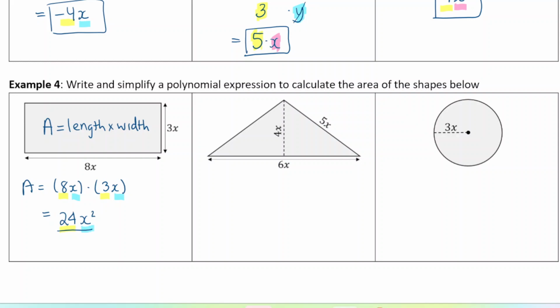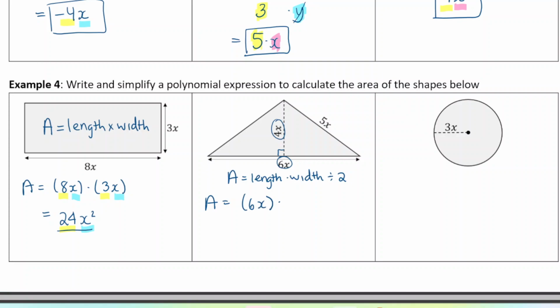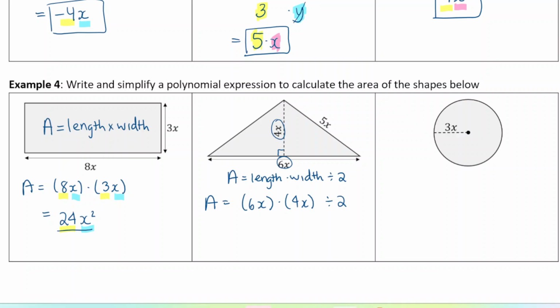Okay, let's do the triangle. You might recall the area of a triangle is length times width divided by 2, or times 1/2. Let's try it. So area is going to be, and when you do length and width, or base and height, sometimes people call it, it has to be the two lengths that are perpendicular to each other. So we're going to ignore the 5x completely. We don't need it. So it's going to be 6x times 4x, and then all of that divided by 2.